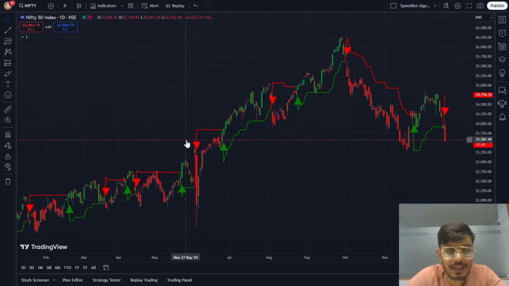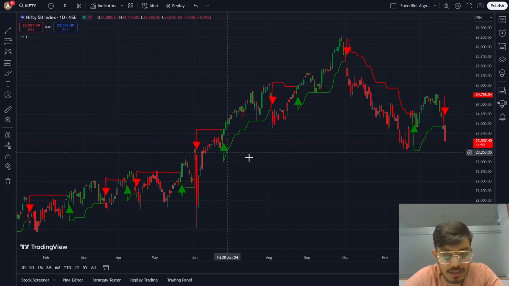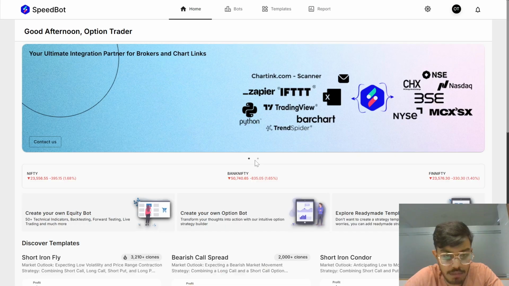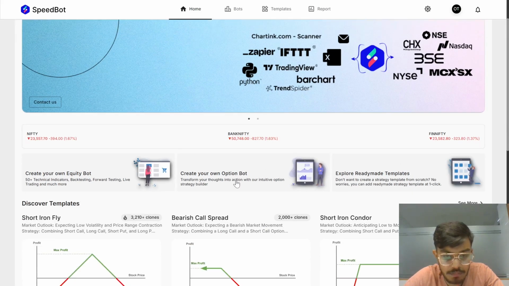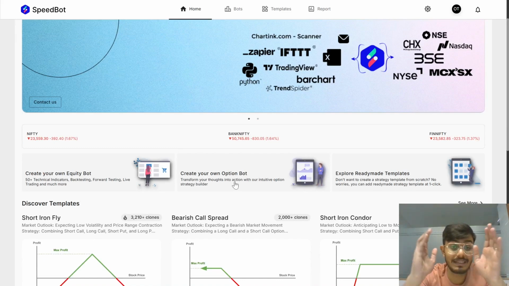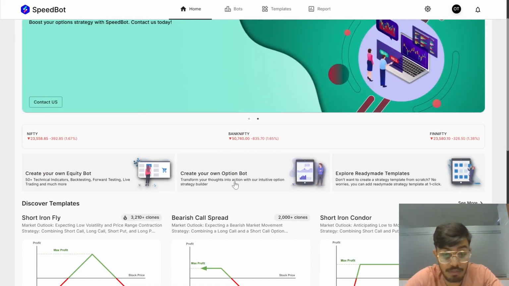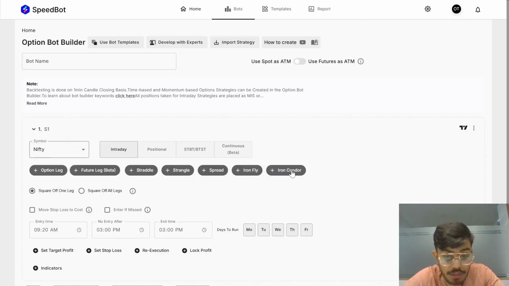So how can we create such strategies on a continuous basis and convert them into a trading robot? That's what we'll be covering in this feature that we have launched on SpeedBot. So we'll be replicating the same logic onto our SpeedBot account in options.